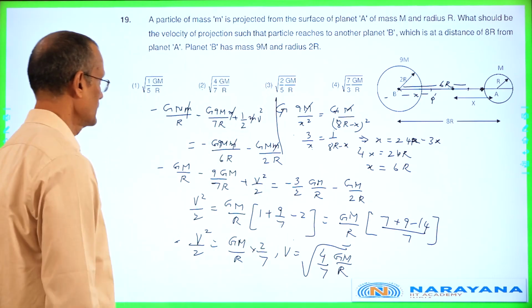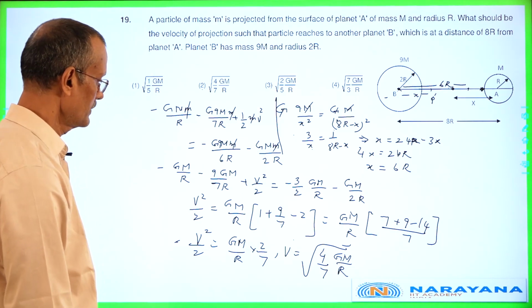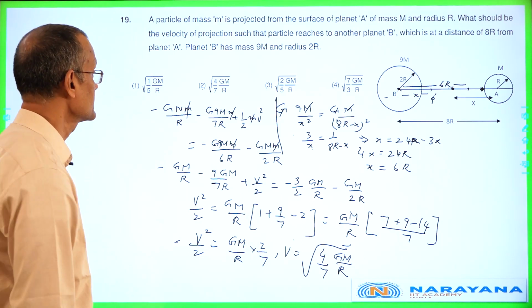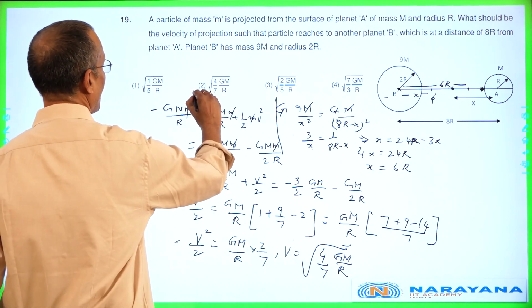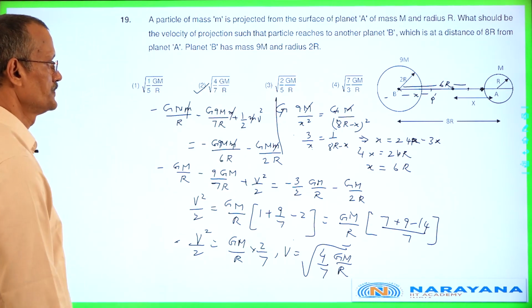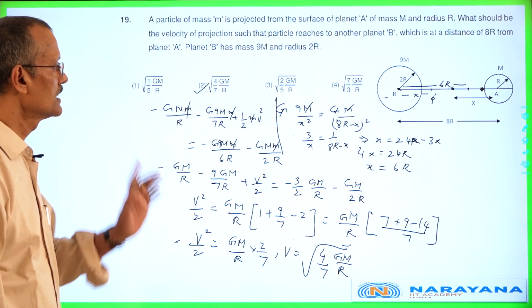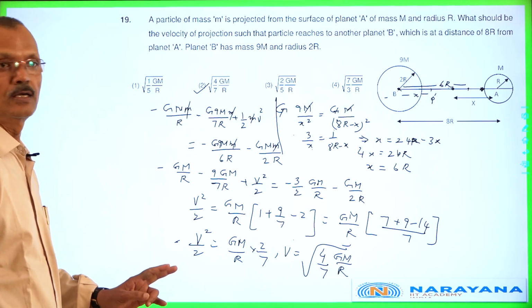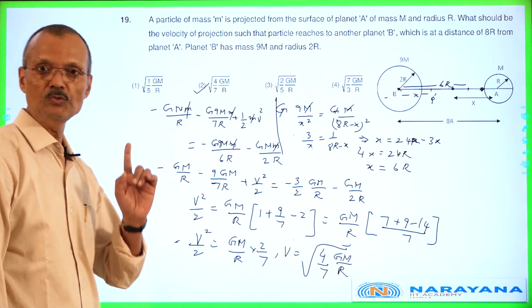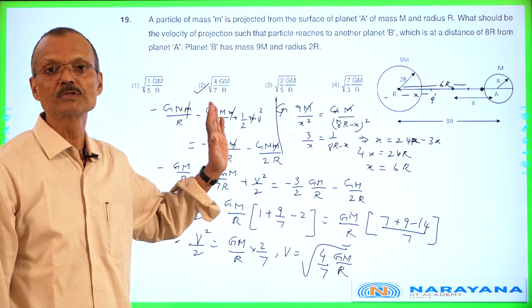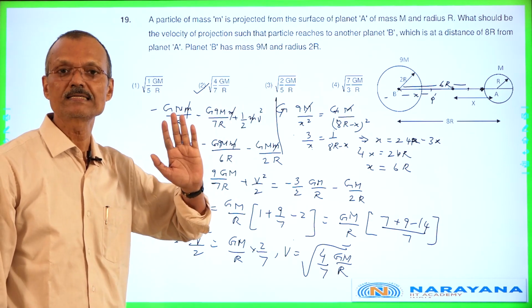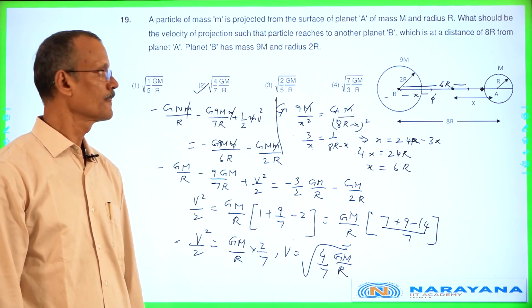Please check that, under root, I am getting root 4 by 7 GM by R, root 4 by 7 GM by R, answer will be number 2. You must understand here the concept of neutral point, the point where gravitational field due to this planet and that planet is cancelling each other.